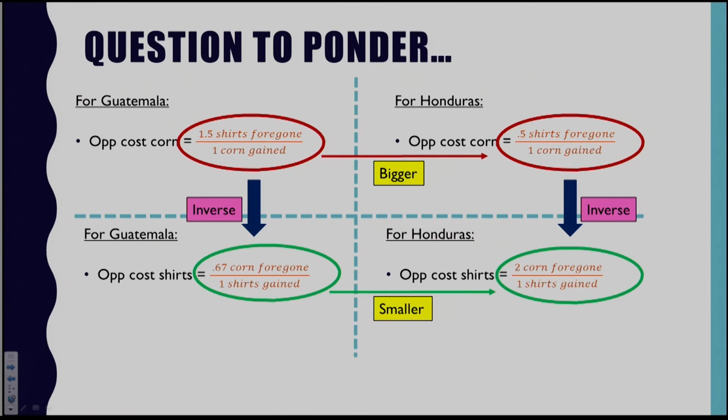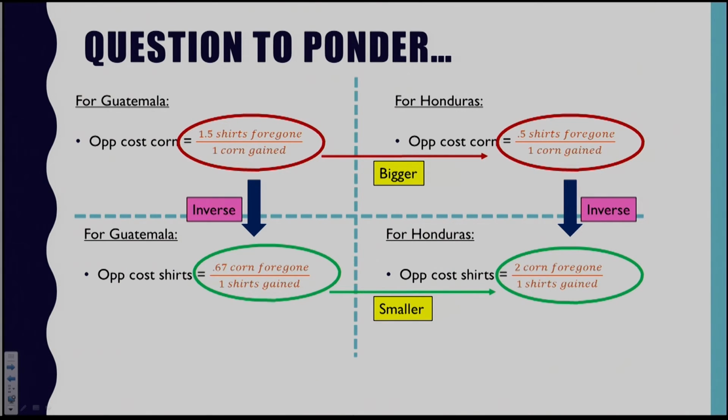Now, this can be a very handy thing to remember. So when you're doing your math, let's say I first calculate opportunity cost of corn. So go look at those numbers at the top. Opportunity cost of corn, and you're comparing them. 1.5 for Guatemala, 0.5 for Honduras. Honduras is smaller. We know Honduras has the comparative advantage. Immediately, what do you know? If Honduras has the comparative advantage in corn, can they also have the comparative advantage in shirts? No. We automatically know Guatemala is going to have the lower opportunity cost in shirts.